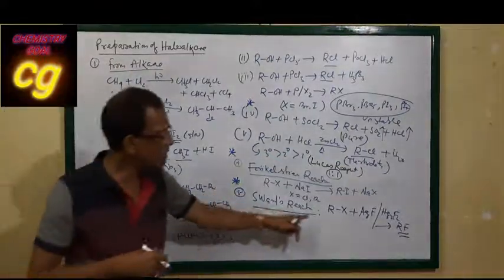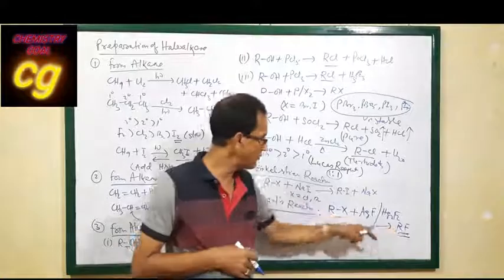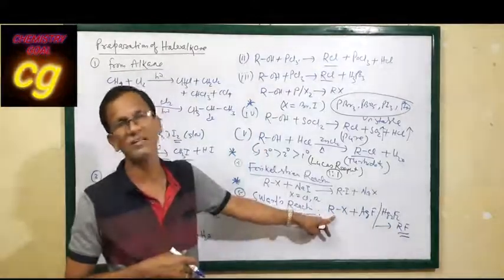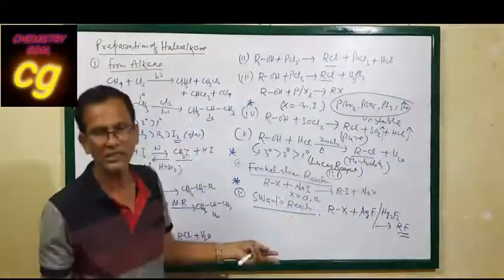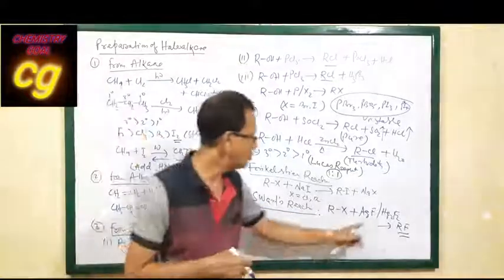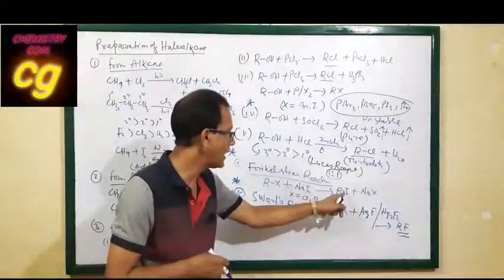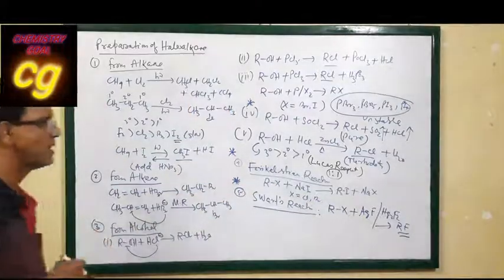So we can prepare haloalkane from another haloalkane by a substitution reaction. We can say it is called a displacement reaction. So we can prepare fluoroalkane and iodoalkane using these two methods.